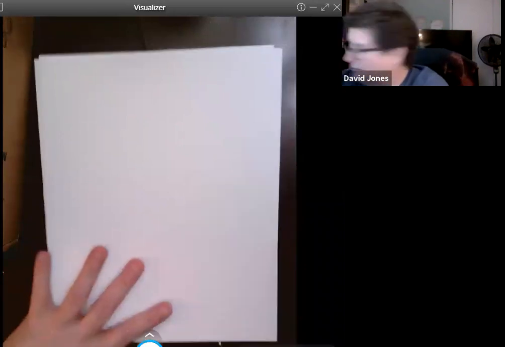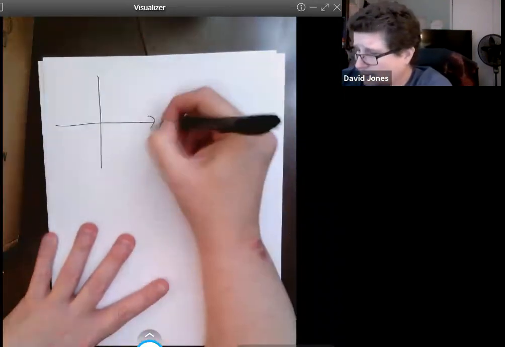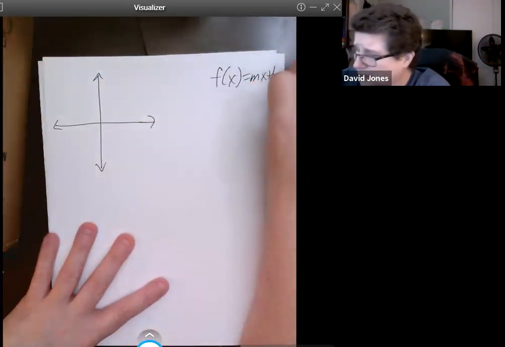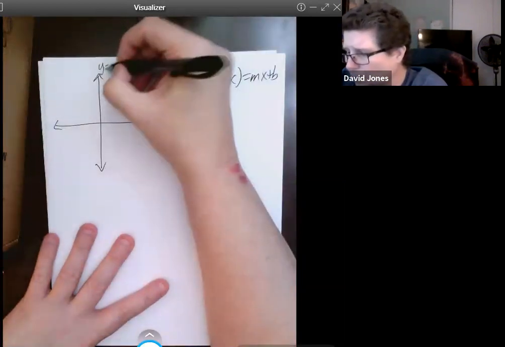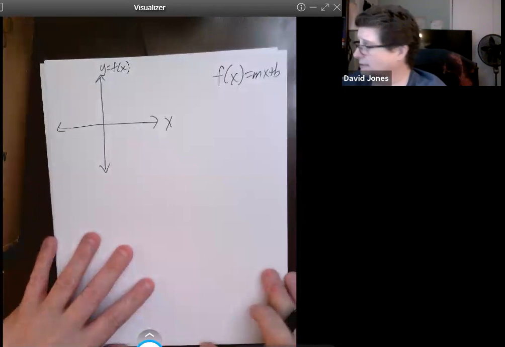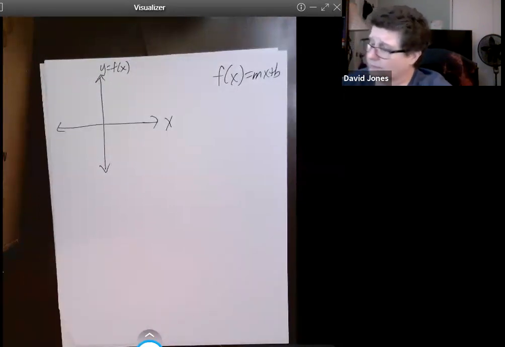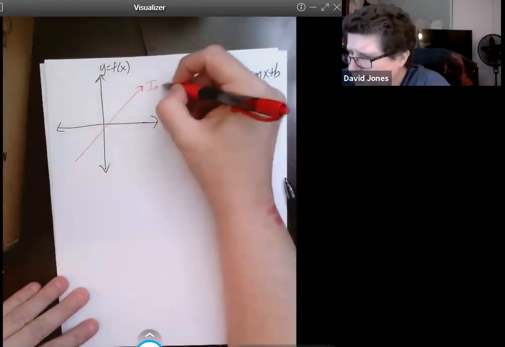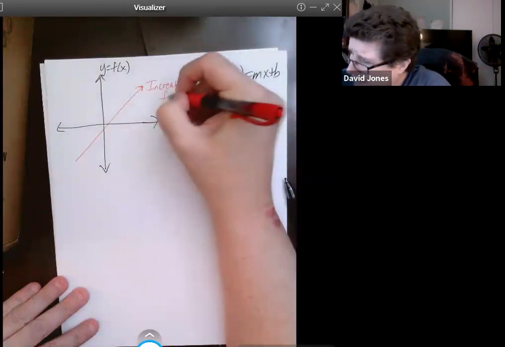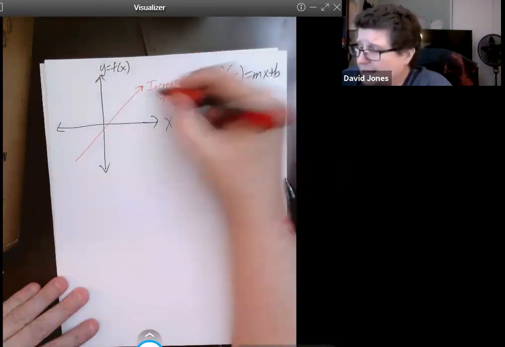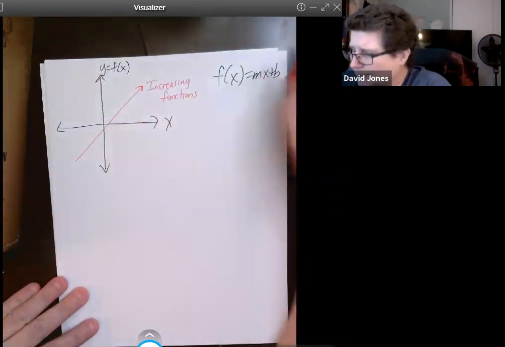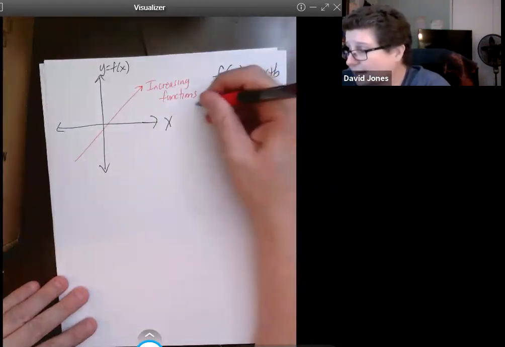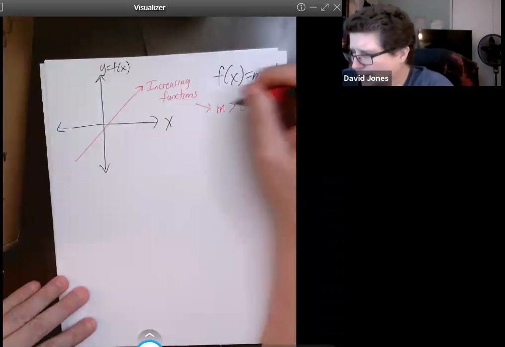If we've got f of x equals mx plus b, this is x, this is y, or f of x is the vertical axis. For increasing functions, as we go from left to right, it goes up. It's a positive vertical increase over a positive increase to the right. Increasing functions have a slope greater than 0.